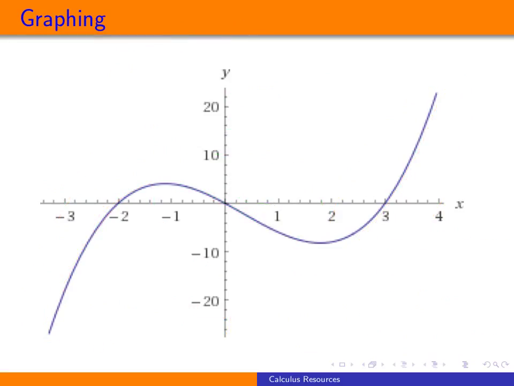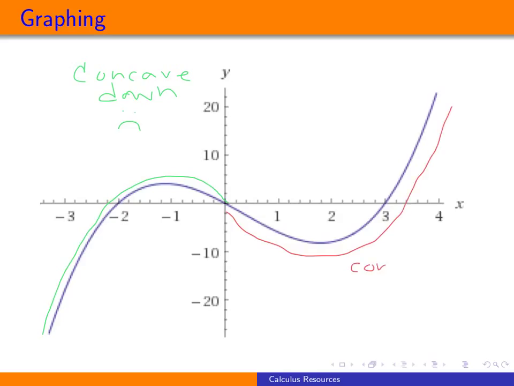Also, the derivative can tell us something about concavity. So on the portion of the graph right here, I can see that my function is concave down. And I can see that because concave down makes a frown. And then over here, my function is concave up. Concave up makes a smile, like that.